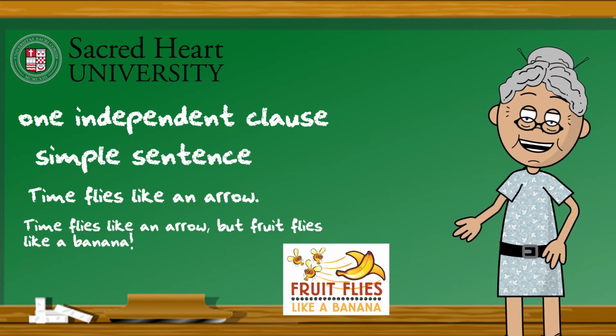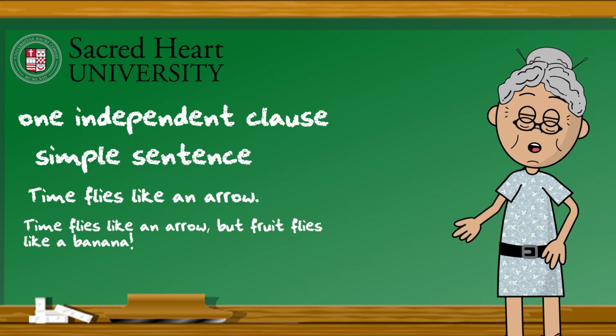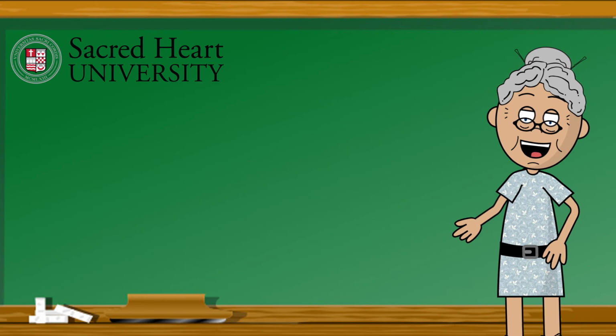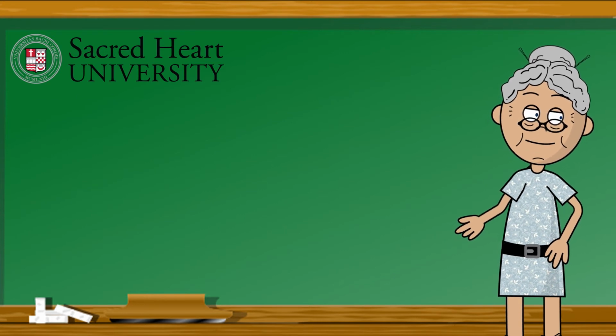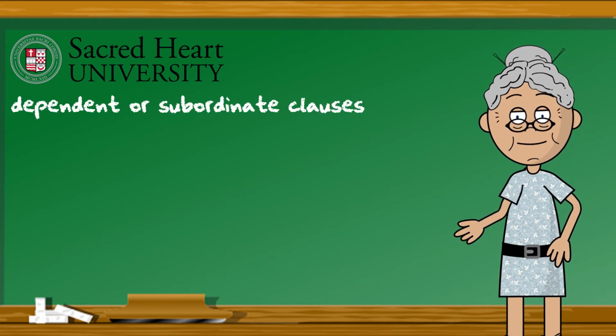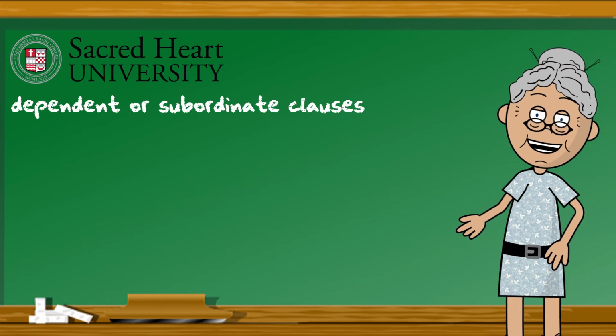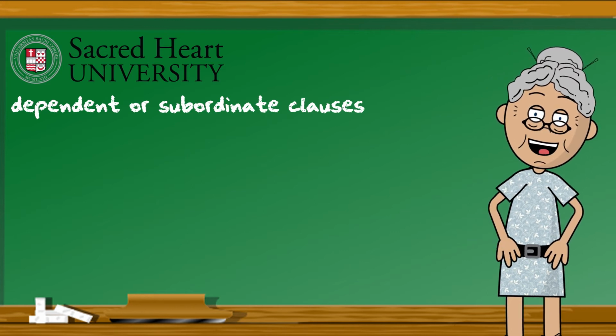That's one way to make a complex sentence. But there are other ways too, my dears. We can also use different kinds of clauses called dependent or subordinate clauses. These, unlike our friends the independent clauses, are not complete sentences on their own. They need to be combined with another clause to form a full sentence.